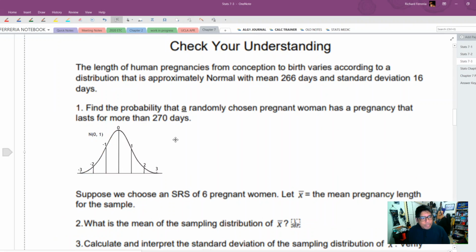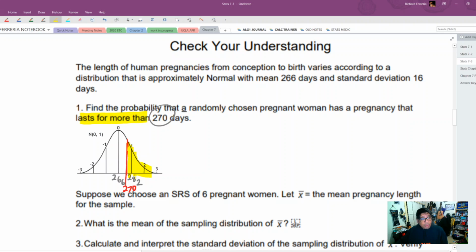This is a single pregnant woman, so we'll use the normal tools. Here's a normal curve for pregnancies. Now we just need to go until we have sandwiched 270. And 270 is between 266 and 282. 266, of course, was the mean. So we'll put 270 right about here. We'll mark that with a 270. And we need to shade more than 270. So more than 270 would be all of this over here.